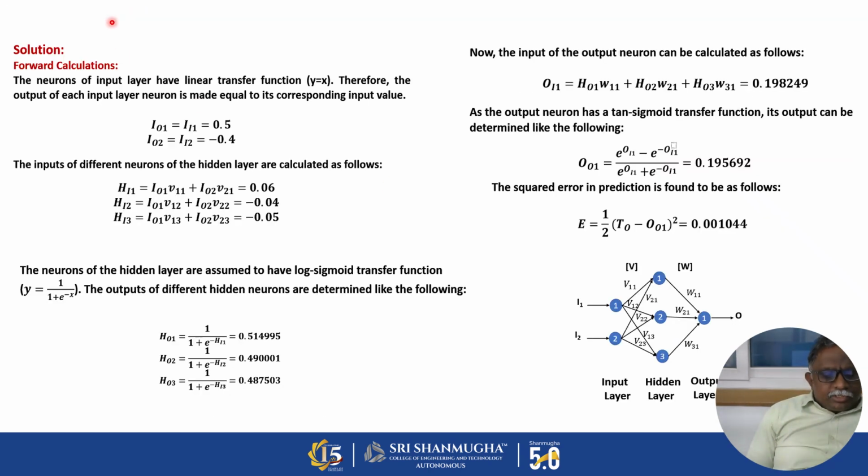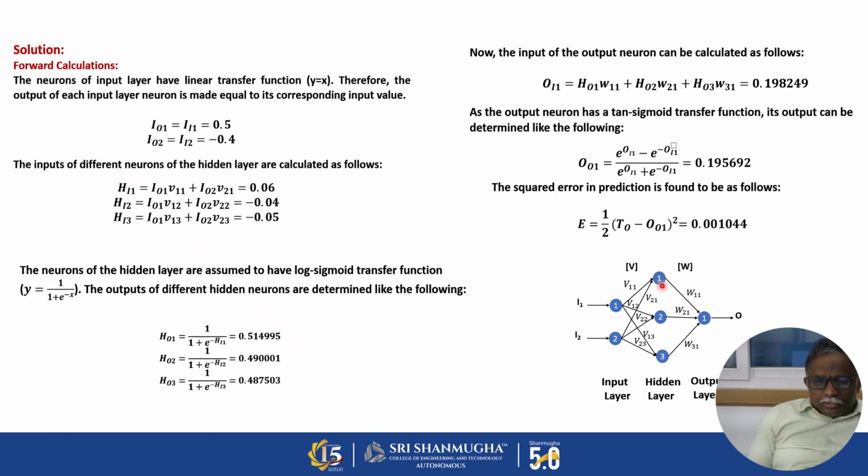First, as I said, in backpropagation we have to calculate the forward propagation, and once we calculate the error, we can go for the backpropagation. In the input layer, it is linear, and whatever value we have got is passed to the neuron, that is 0.5 and minus 0.4. Then the input of the different neurons in the hidden layer is all summed up. Looking at the first neuron of the hidden layer, that is Hi1.